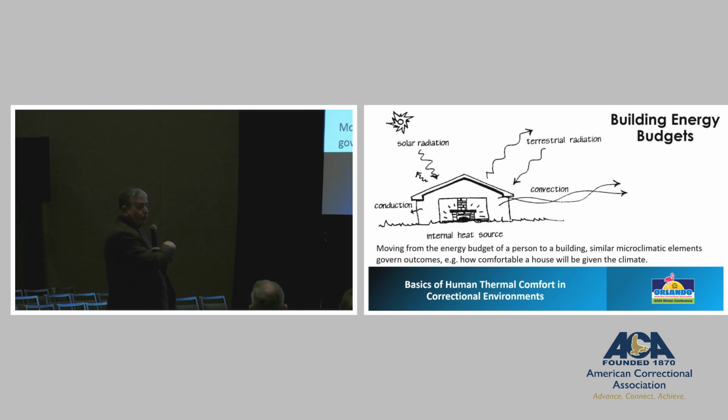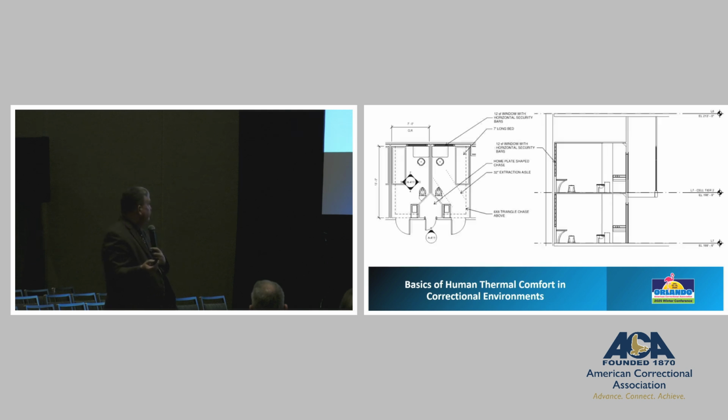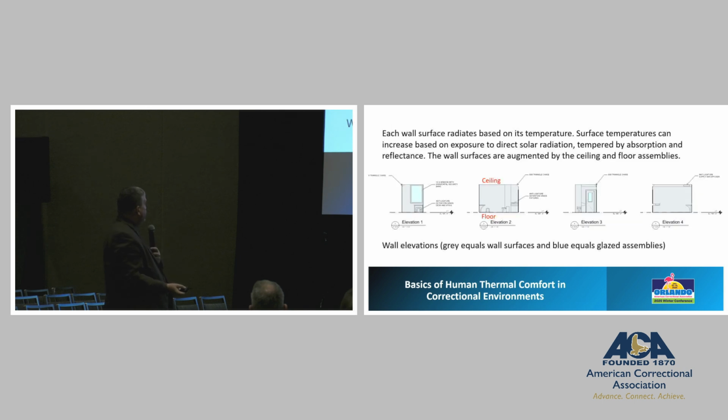So going from a person to a house, it's almost the same thing, just slightly different. Here's the cell. When you're talking about a cell, you've got 6 surfaces: 4 walls, ceiling, and a floor. These wall surfaces are shown in gray with the glazed areas in blue. And the surface temperatures of each of those contribute to the energy budget of the person that's in the cell.